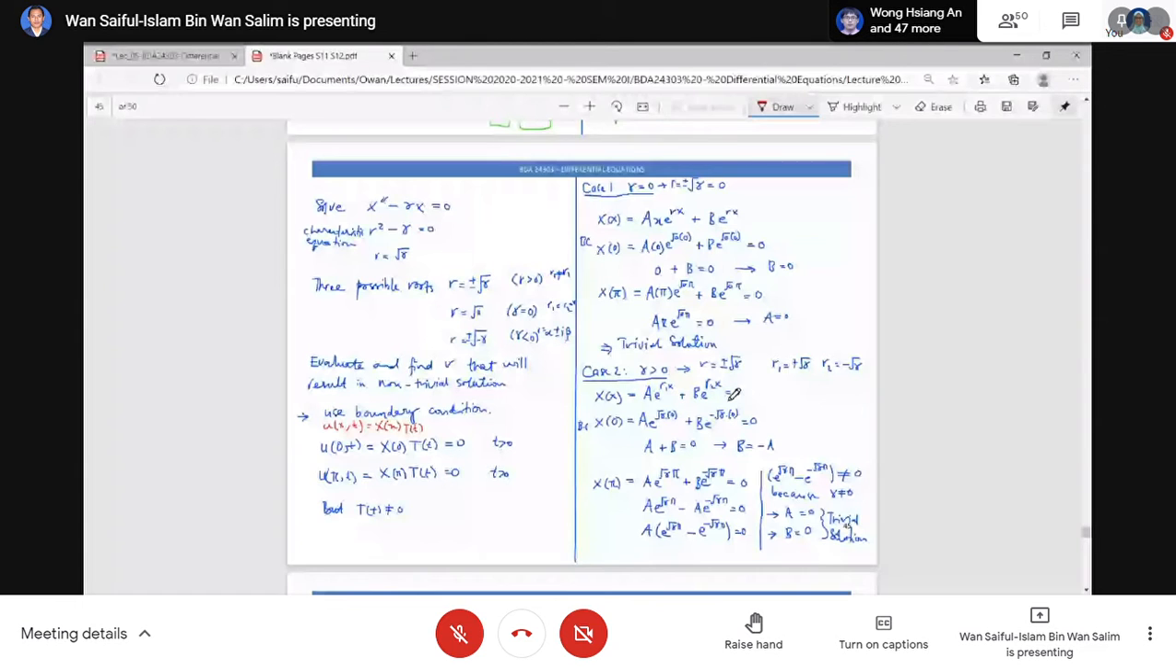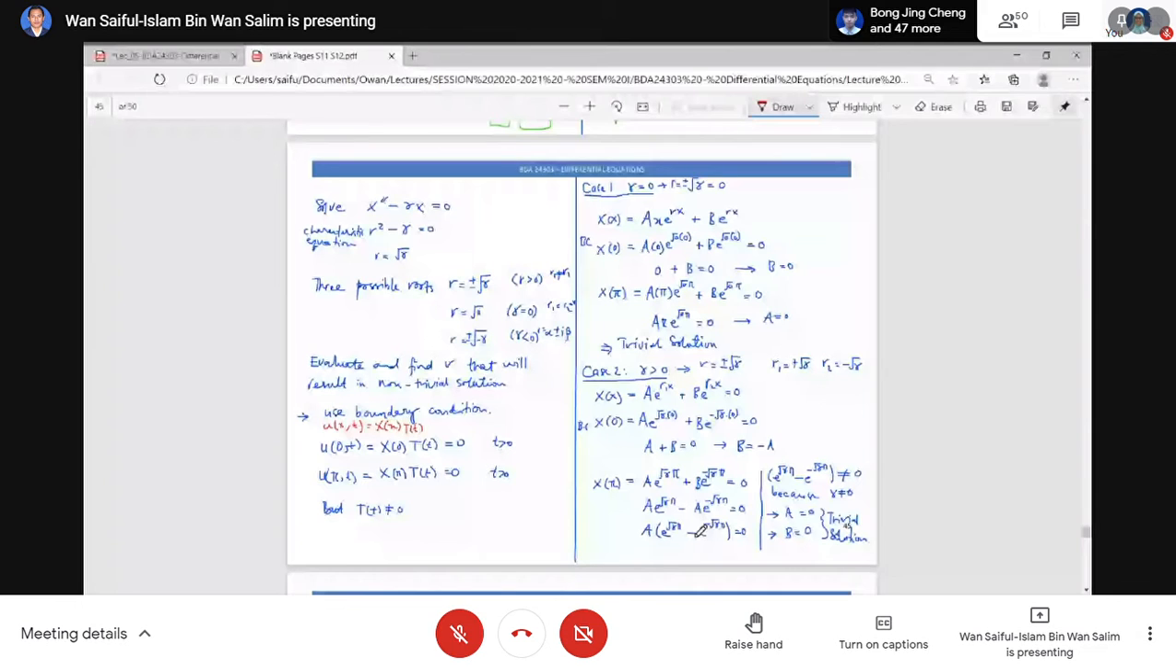But b is equal to minus a, so I substitute b equals minus a here. Then I take out the a. Now the boundary condition says that x at x equal to pi has to be equal to 0. So this term has to be equal to 0. Now we have either a equals 0 or this guy here equals 0. For this guy to be equal to 0, then gamma has to be equal to 0.